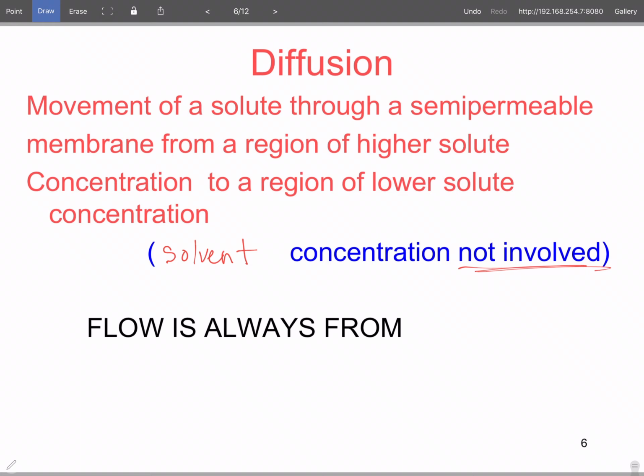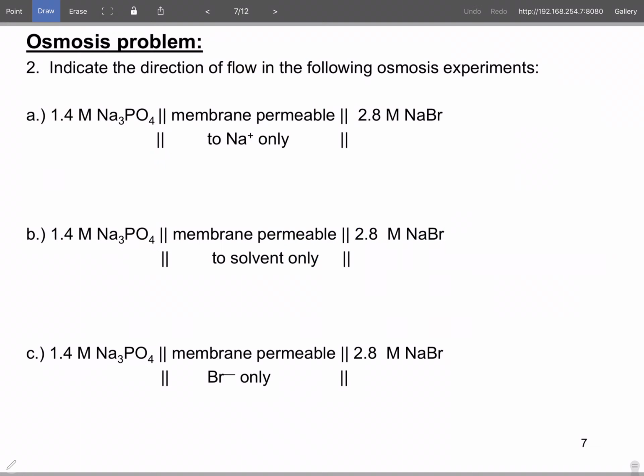In the case of diffusion, you're only looking at the particles in there, and the flow is always high to low. Now, diffusion is really how, when they do dialysis on kidney patients, that's really what you're doing, you're using diffusion. Okay, so let's work a problem.